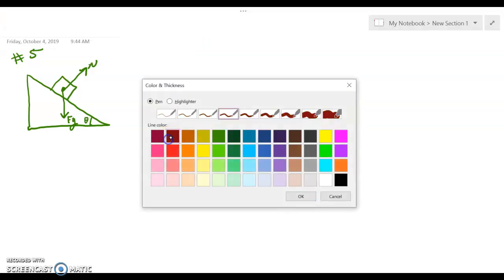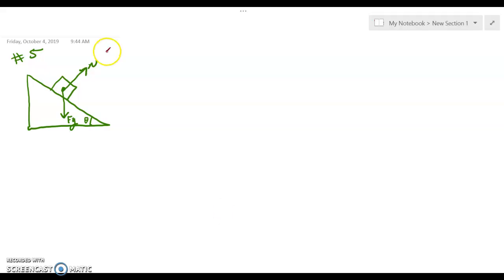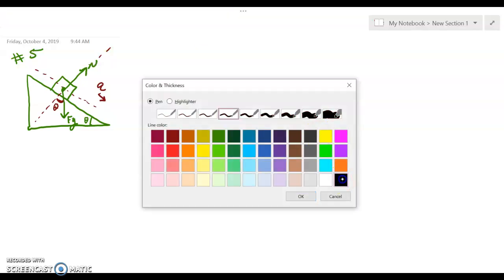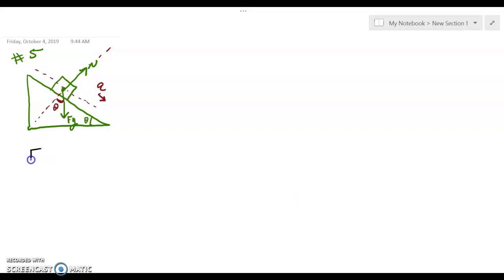When I draw in my axes, that is my y-axis, this becomes my x-axis because the direction of acceleration is down the incline, and we only want acceleration to be in one direction. There is theta there. So we're going to write, as always, our f net x, f net y.